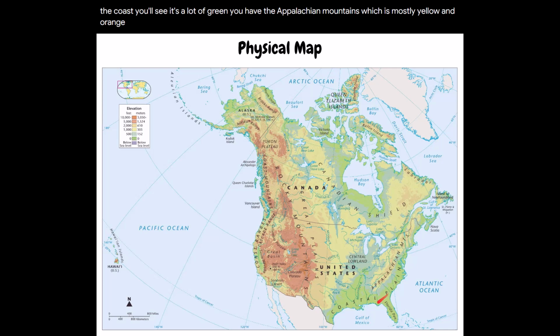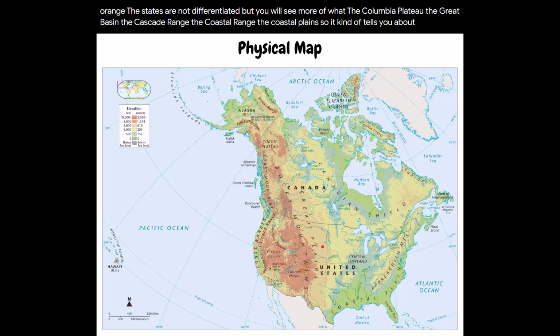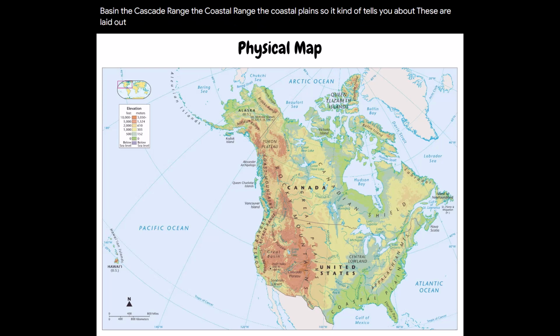What you'll notice is the states are not differentiated, but you will see more of what the areas are called. So you have the Yukon Plateau, the Columbia Plateau, the Great Basin, the Cascade Range, the Coastal Range, the Coastal Plains. So it kind of tells you about how those countries are laid out.